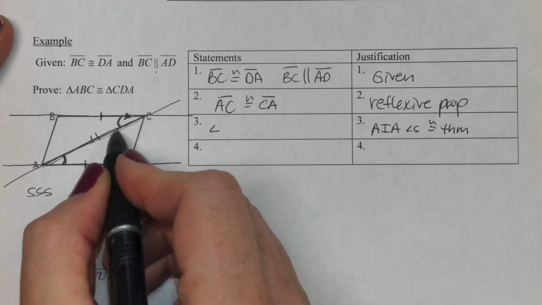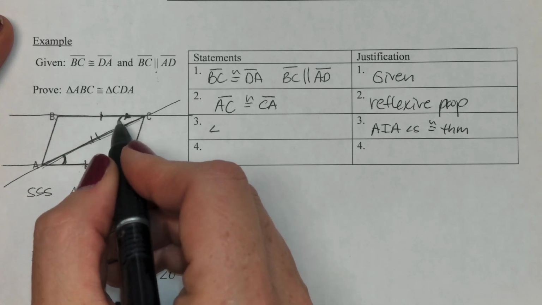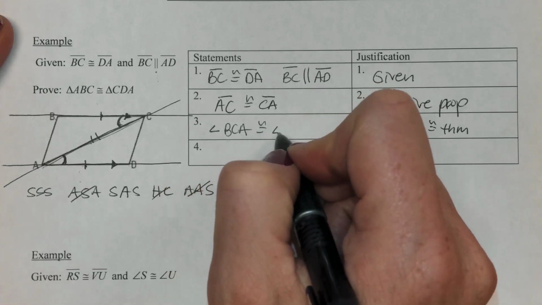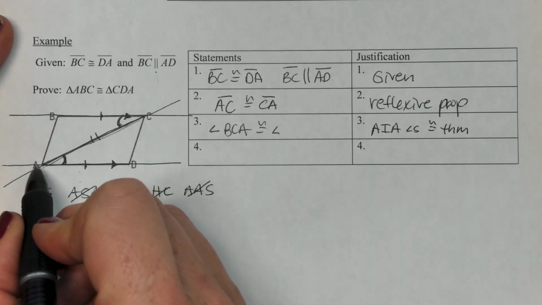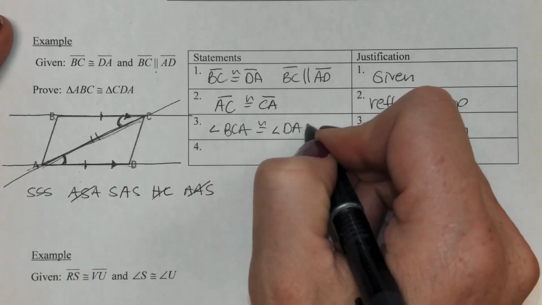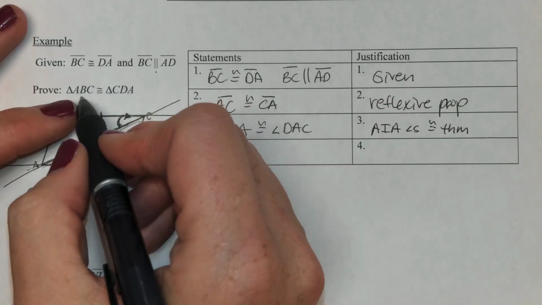So I'm going to say BCA. And make sure that where that arc mark is, that letter, that's the middle of your 3. So where my arc mark is, that letter A has to be in the middle. So I'm going to say DAC. Looks good. And now I'm just going to copy down my proof.